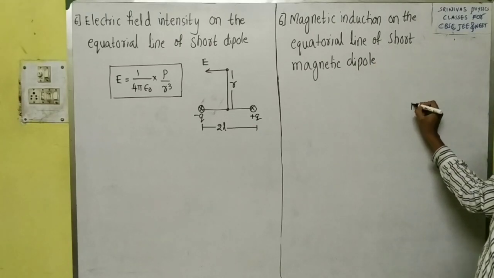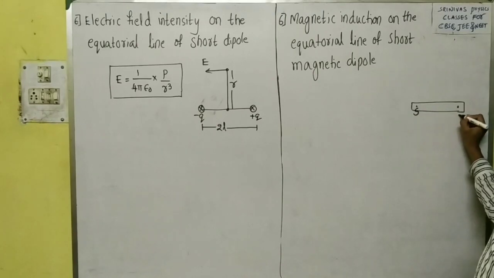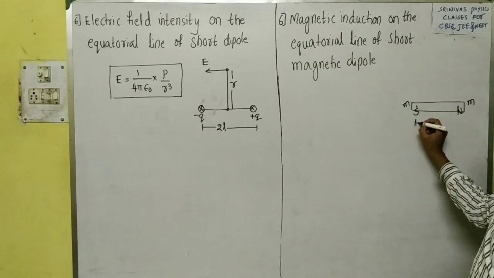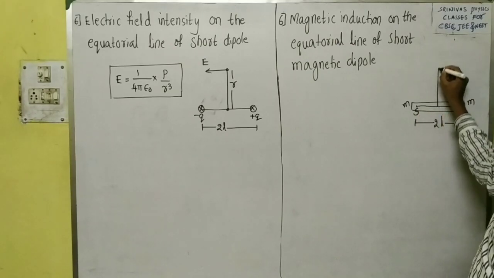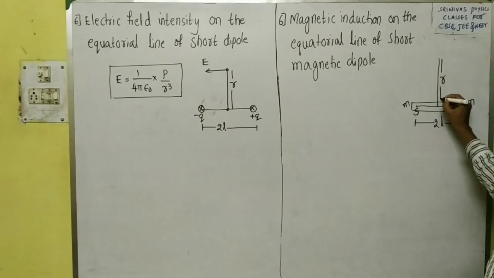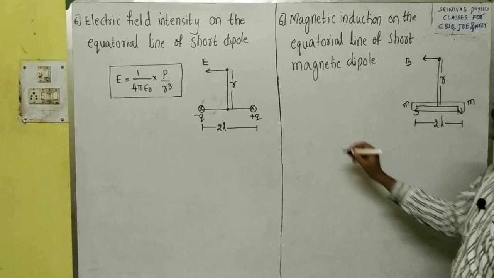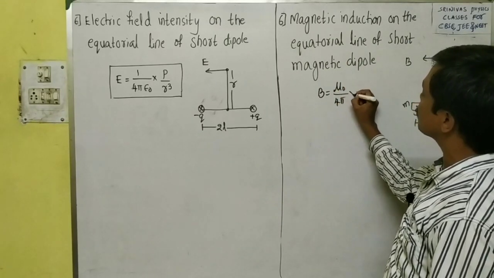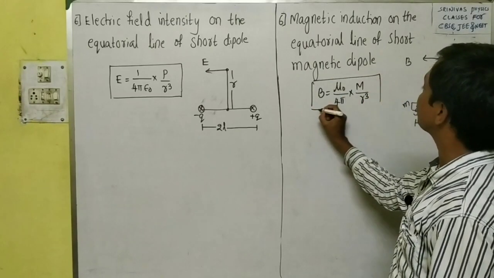Okay, this is a magnetic dipole. This is the south pole and this is the north pole. Two poles, each of pole strength small m. The distance between the two poles is 2L, and from the center, this is the line passing through the center and perpendicular to its length. At a distance r, I want to find out the B. That B direction will be like this. Then the B on the equatorial line formula is mu naught by 4 pi into m by r cube. This is in the case of only a short dipole.